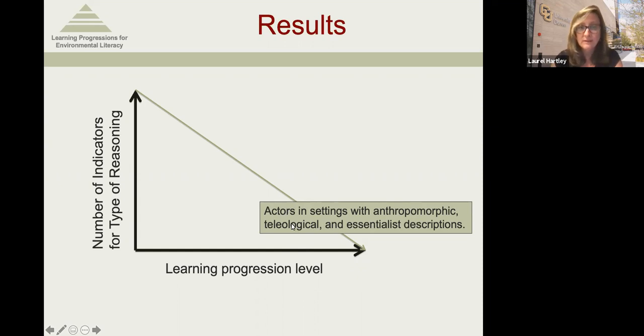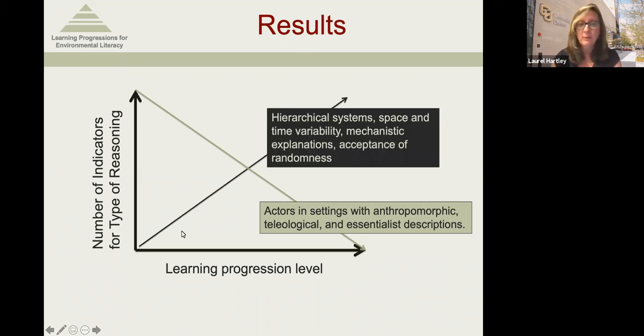Teleological means with a purpose. Essentialist means just paying attention to the outward, most obvious characteristics of a species and not variation within. And then as we go up the learning progression level, students start to see ecological systems as hierarchical systems. They start to notice variability in space and variability in time. They start to give you mechanistic explanations for their predictions rather than anthropomorphic explanations. And they start to accept things like randomness.